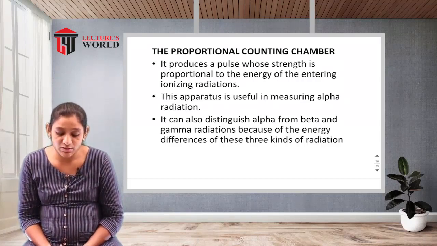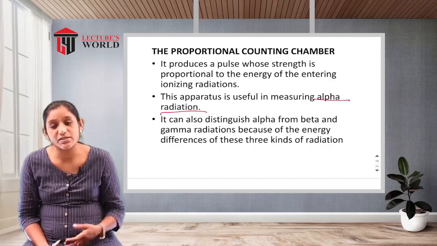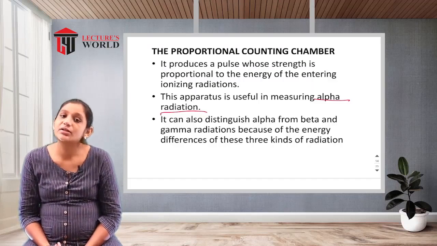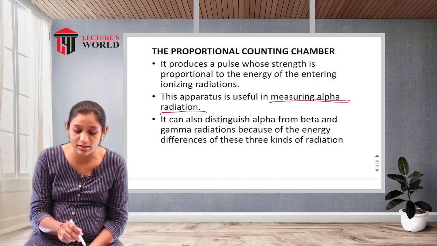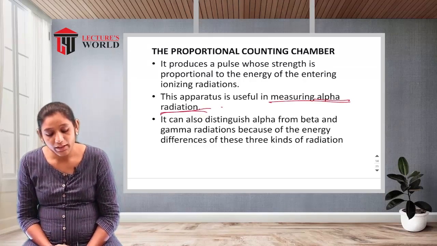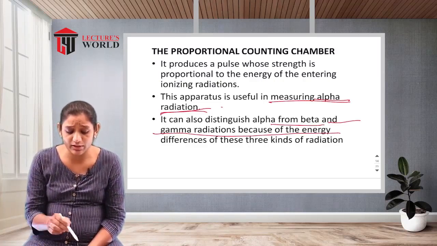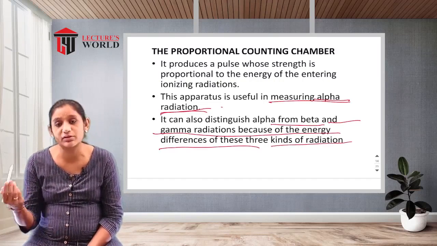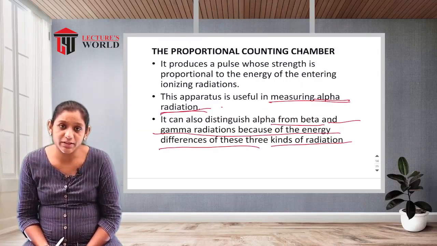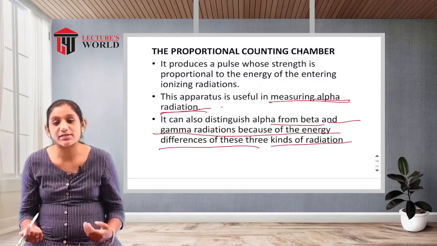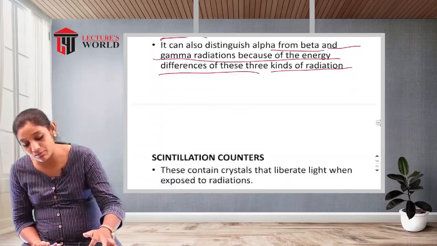This apparatus is useful for measuring alpha radiation. There are types of radiation: alpha, beta, gamma, but this one measures alpha radiation. It can also distinguish alpha from beta and gamma radiation because of the energy differences of these three kinds of radiation. The proportional counting chamber distinguishes them by their energy.